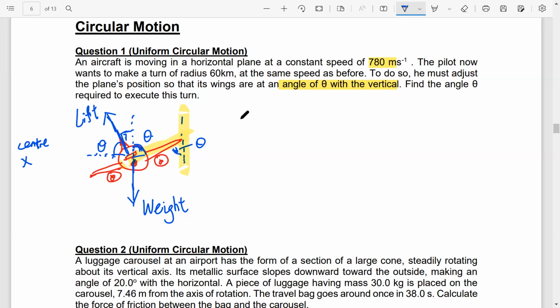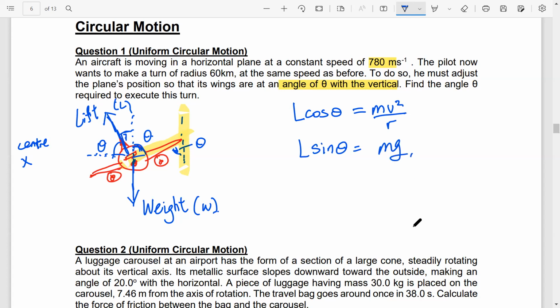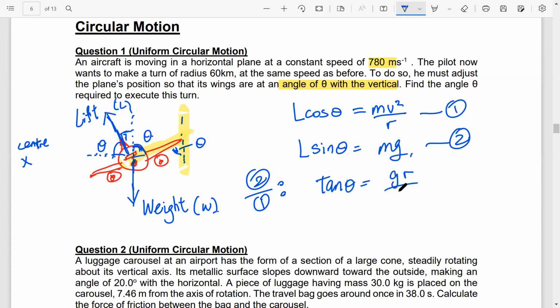So what happened here? We let the lift force be L, and let this one be weight. We know that L cosine theta, if we take the horizontal component, will be equal to mv squared over r. L sine theta, the vertical component, must be equal to mg. Equation 1, equation 2. Take equation 2 divided by 1. You'll get tangent theta equals gr over v squared.